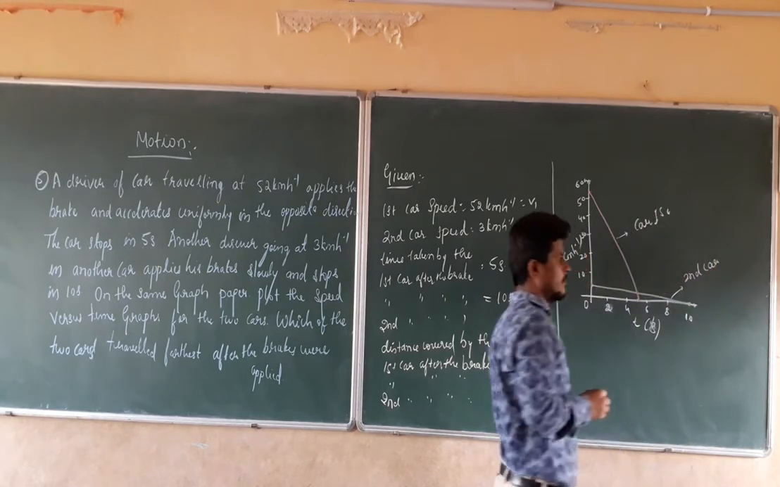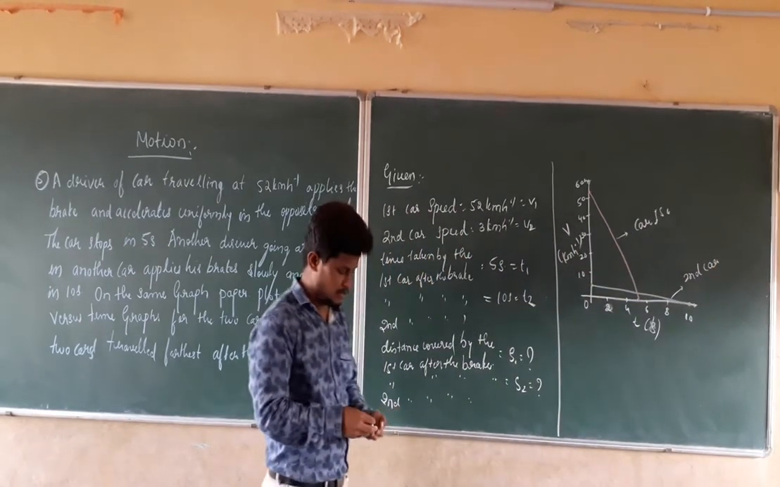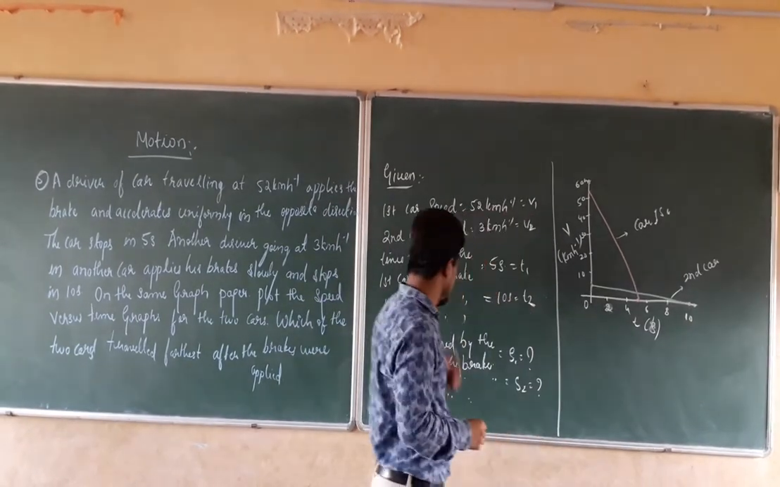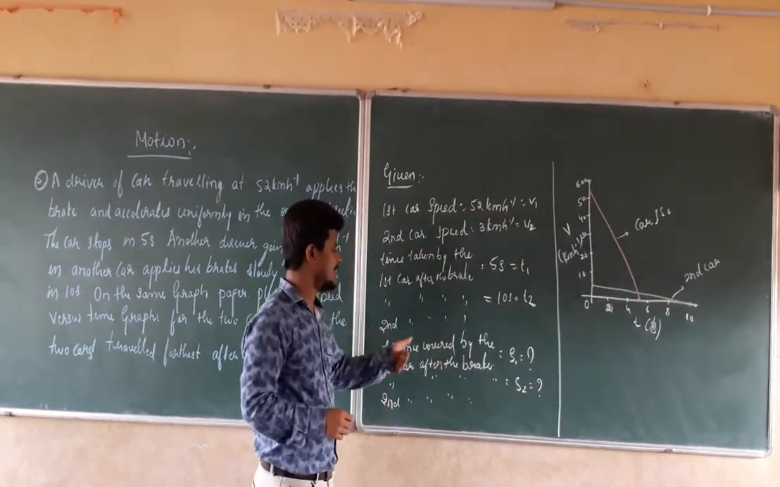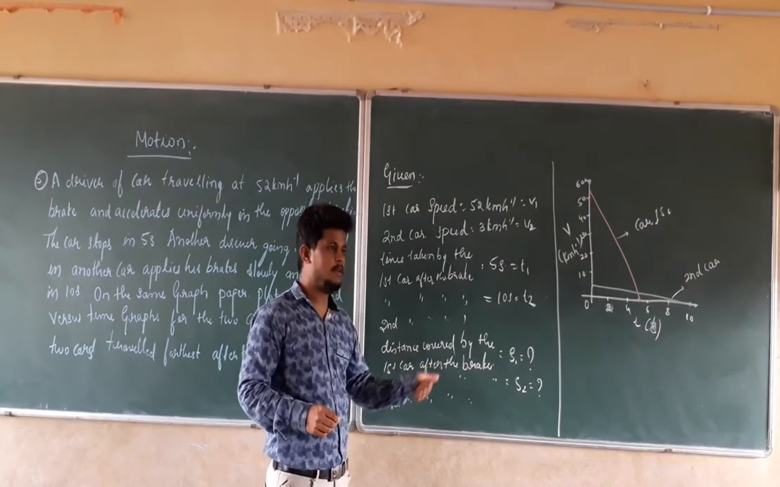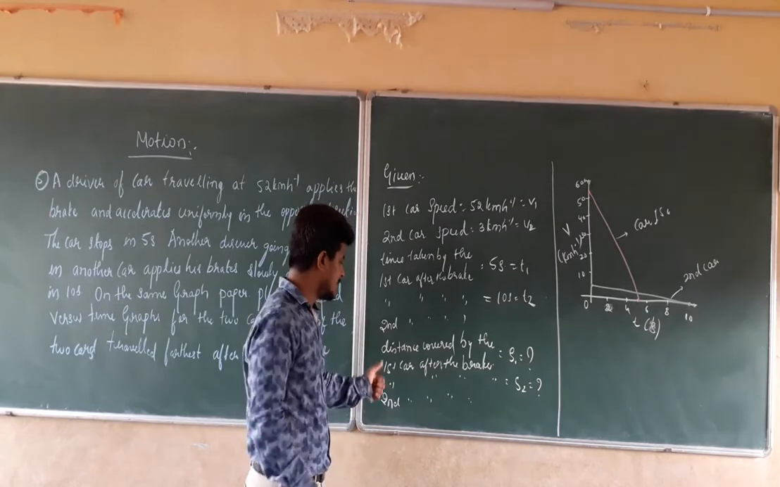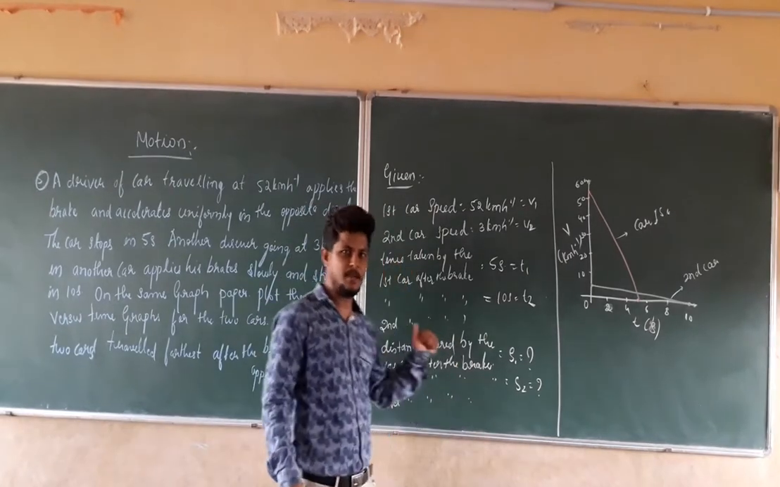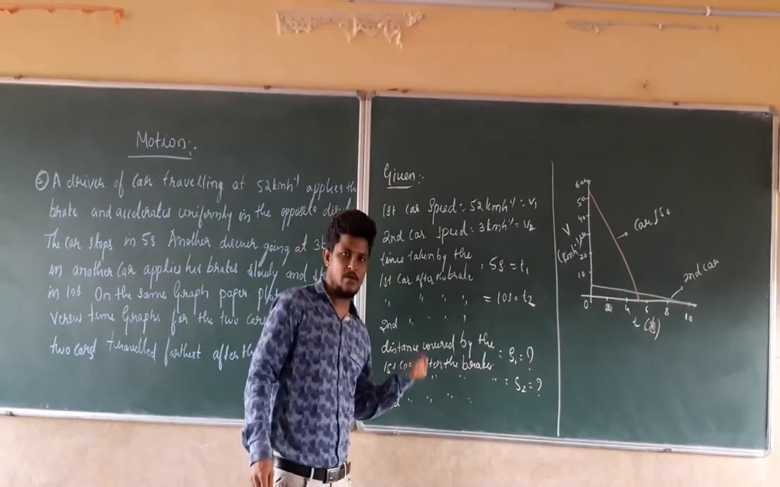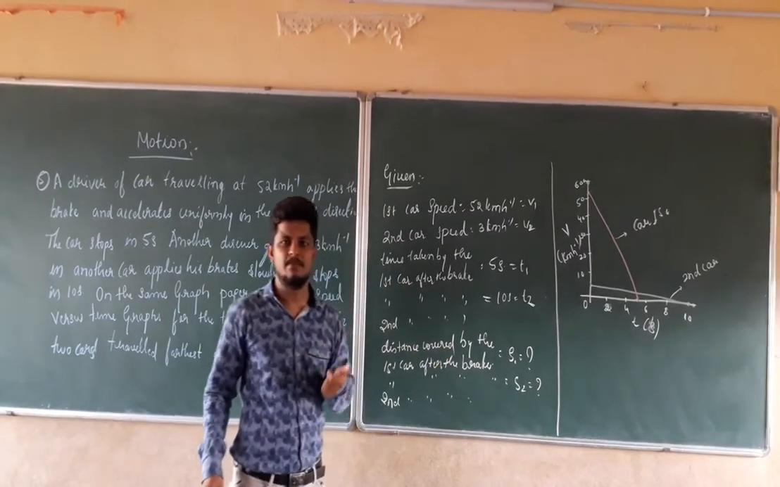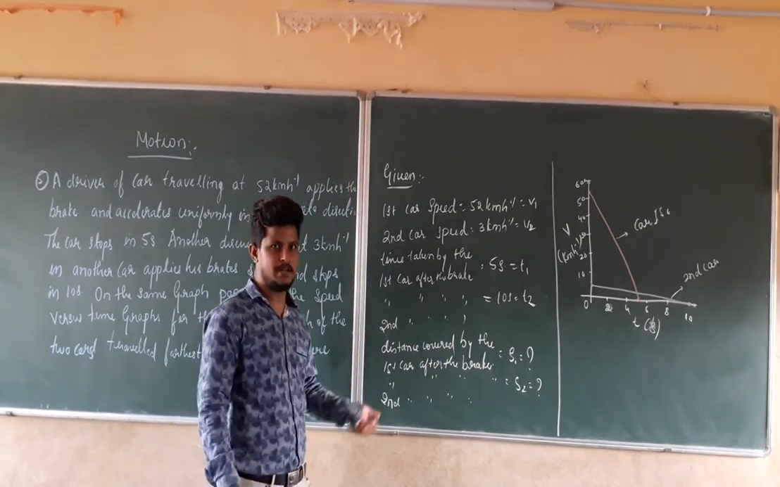This is the graph for the second car. What they ask here is the distance covered by the first car after the application of the brakes. In the same manner, we have to calculate the distance covered by the second car after the application of the brake. So we have to check those things, and say which car is going to cover maximum distance after the application of the brakes.